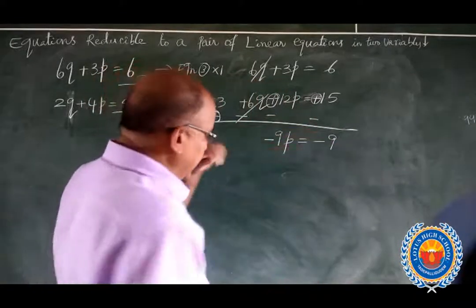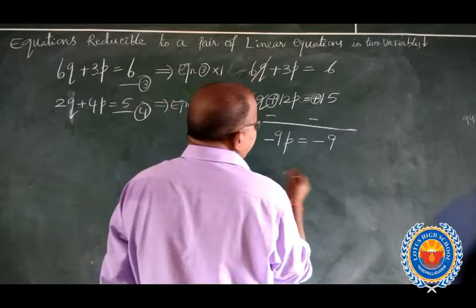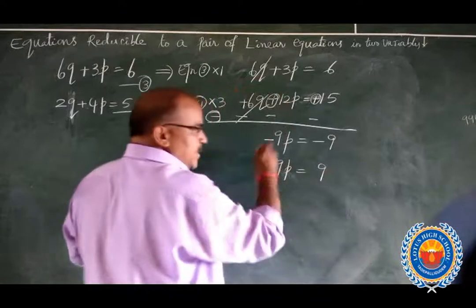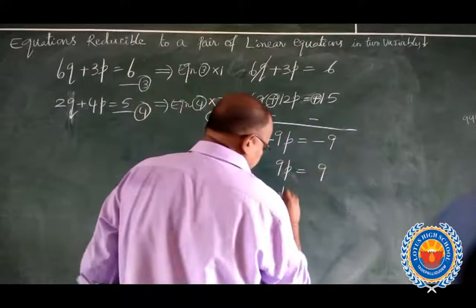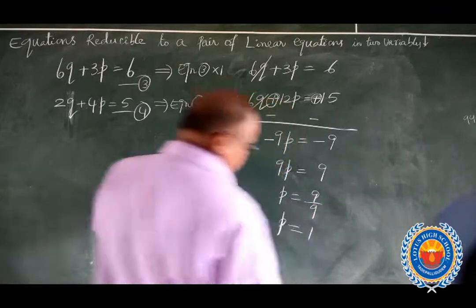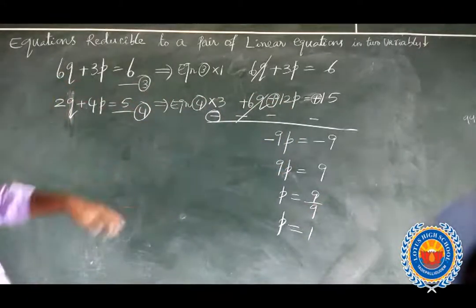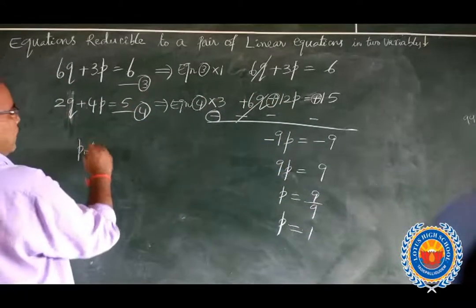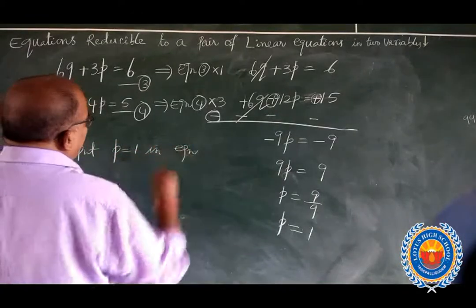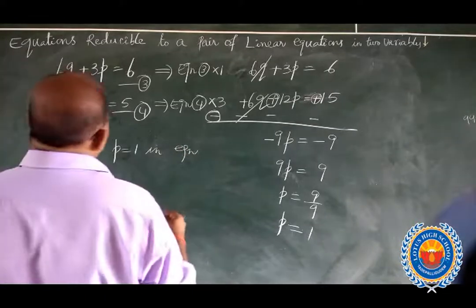6 minus 15 is equal to minus 9. Here minus 9p is equal to minus 9, so 9p is equal to 9. P is equal to 9 by 9, so P is equal to 1. Put P is equal to 1 in equation either 3 or 4.